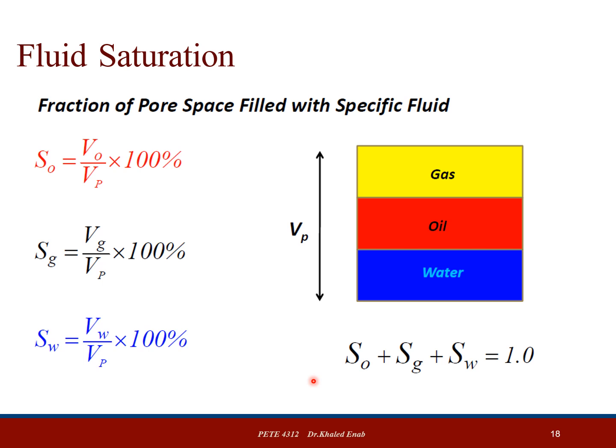So if I have a reservoir which is undersaturated, which means I do not have any cap gas or any free gas in the reservoir, what will be my SG? It would be 0. So then my SO plus SW would be 1. Good.